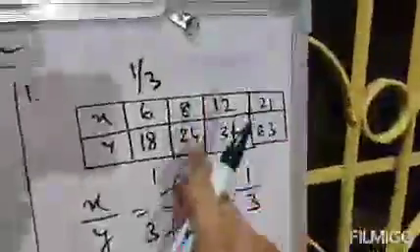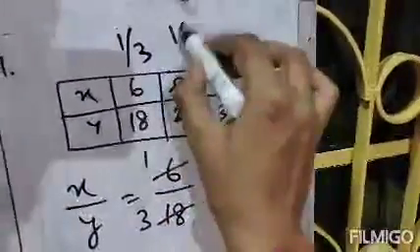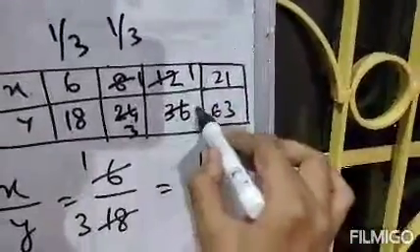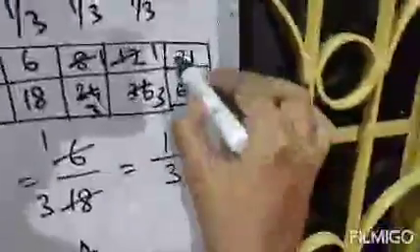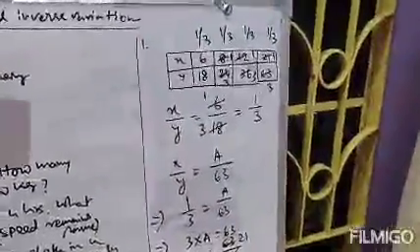Clear? So 8 by 24, if you reduce, 8 ones are 8, 8 threes are 24, that means 1 by 3. So it is 1 by 3 in this case. Now reduce this, 12 ones are 12, 12 threes are 36, so it is also 1 by 3. Now reduce, 21 ones are 21, 21 threes are 63, it is also 1 by 3. That means in all these boxes it is 1 by 3. That means x by y is constant. That means these values are correct.